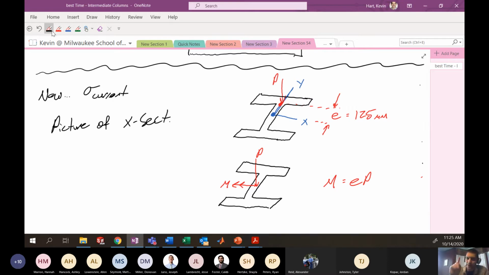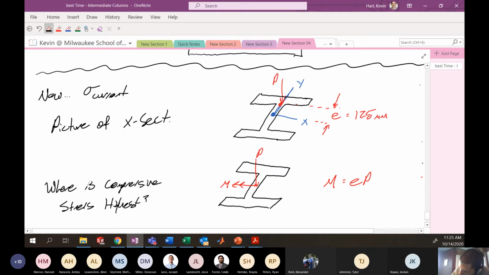Now, I want to determine where the compressive stress is highest on this cross-section, because wherever the compressive stress is greatest is where this thing is going to fail. Hopefully you can intuit that this axial load P is going to provide an even compression across the whole cross-section. So there's no one particular point with higher compressive load than others simply from this axial load of P.